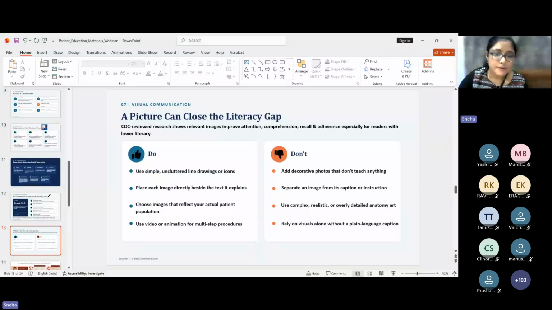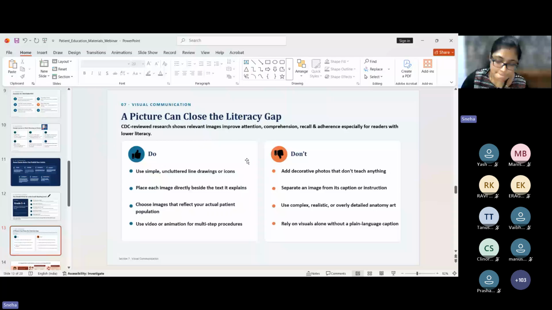What you don't have to do is add decorative photos that don't teach anything. Separate an image from its caption or instruction. Use complex, realistic, or overly detailed anatomy art. That is not required for patient education material, because it complicates things. Patients are always in search of simple material which is easy to understand. And don't rely on visuals alone without a plain language caption. If you're not captioning your images, there is no point providing them in the article, because a well captioned image is always welcome over a non captioned one.